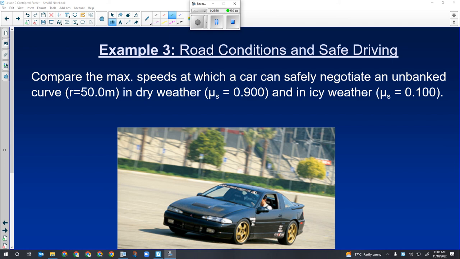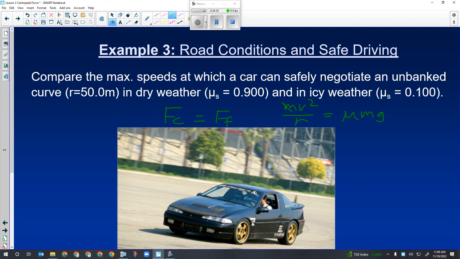They understand that in this corner, the centripetal force is being provided by the force of friction, as we showed before. So if we want to calculate the maximum speed, we simply have to manipulate our formulas. We know FC is mv squared over r, and force of friction is mu times the normal force, which on a level surface, because it's unbanked, is equal to the force of gravity. So that's our setup.